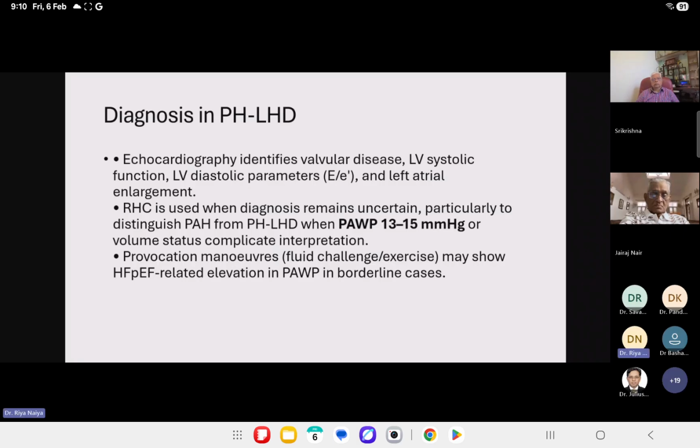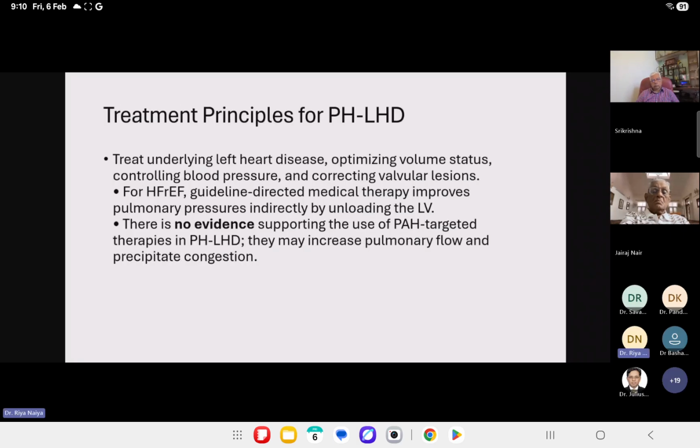So how do we go about treating these patients? The treatment of the left heart disease is important to optimize volume status, control the blood pressure, and correct the valvular lesions. For heart failure with reduced ejection fraction, guideline-directed medical therapies are required to help in unloading the LV. There is no evidence supporting the use of PAH-targeted therapies in case of pulmonary hypertension with left heart disease, and they may increase the pulmonary flow and precipitate the congestion.